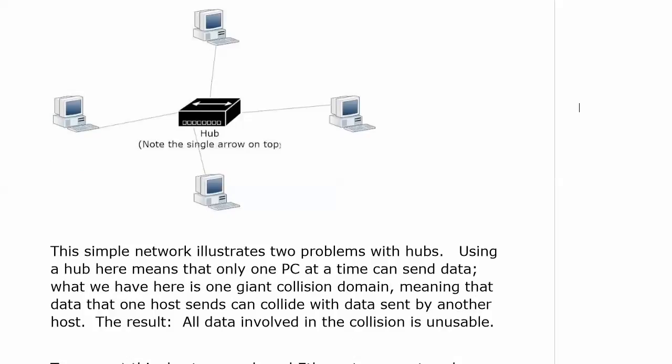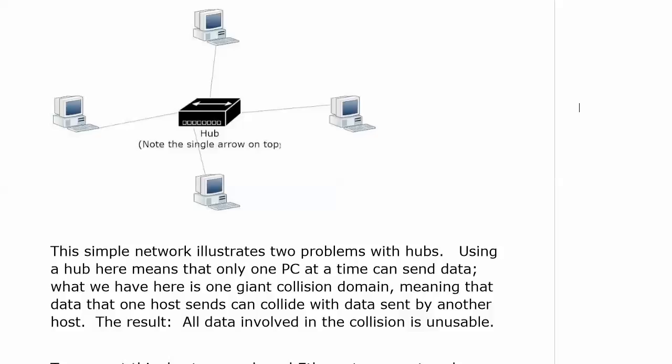Now, this simple little setup illustrates two problems with hubs. First off, using a hub here means that only one PC can send data at a time. And if that sounds like a bad idea in today's networks, you're right, it is a bad idea in today's networks. Didn't always work great in yesterday's networks, but it was certainly better than nothing. What we have here is one giant collision domain. And that means that the data that one host sends can collide with data sent by another host. And the result of that is that all the data involved in the collision is unusable.